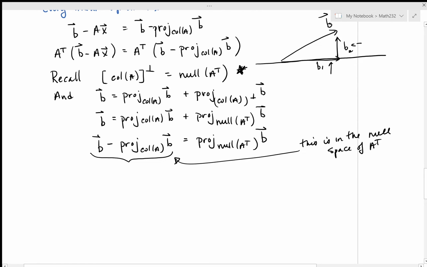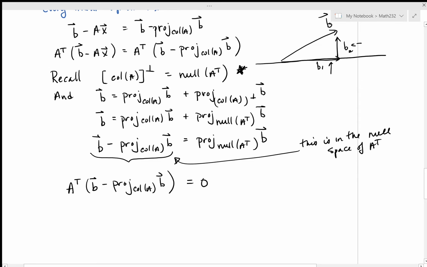It's in the null space of A transpose. What does that mean? Well, if something's in the null space, what does it mean? It means if I take A transpose and multiply it by that vector, what am I going to get? Take A transpose, I multiply it by a vector which I know is in the null space. For sure, I'm going to get 0.